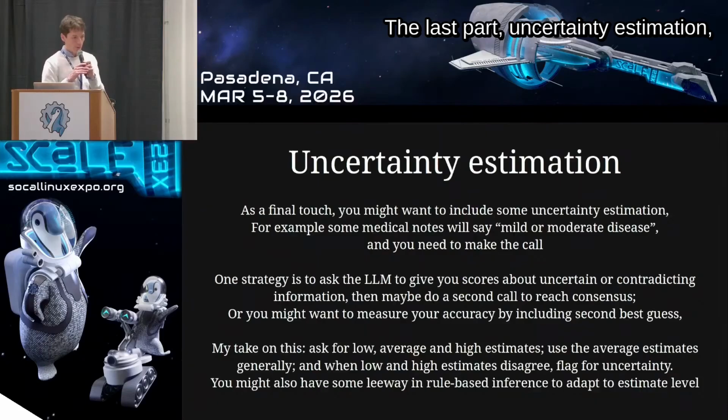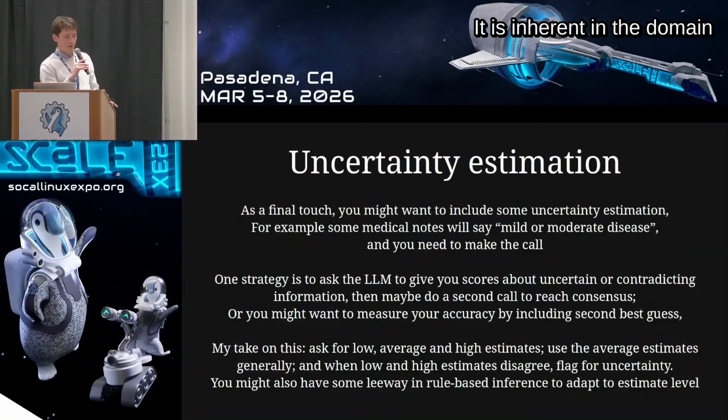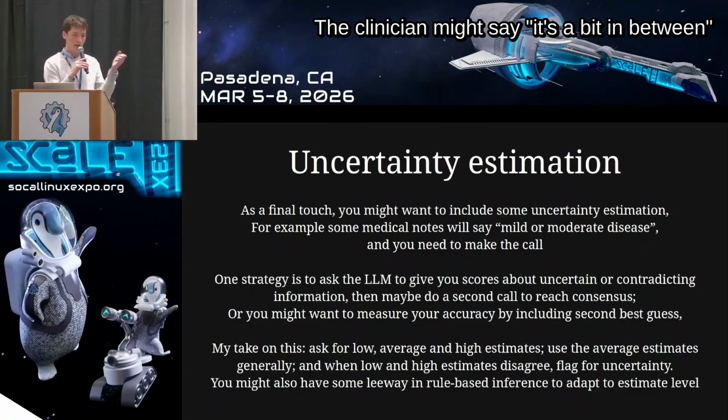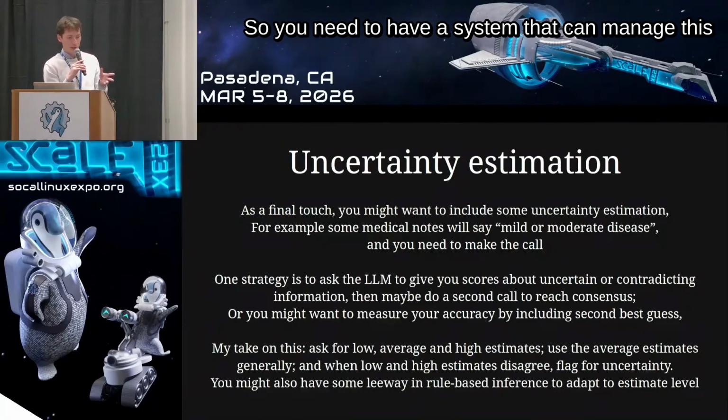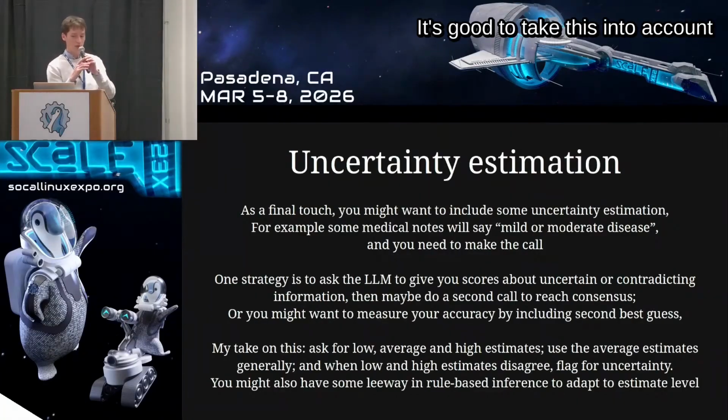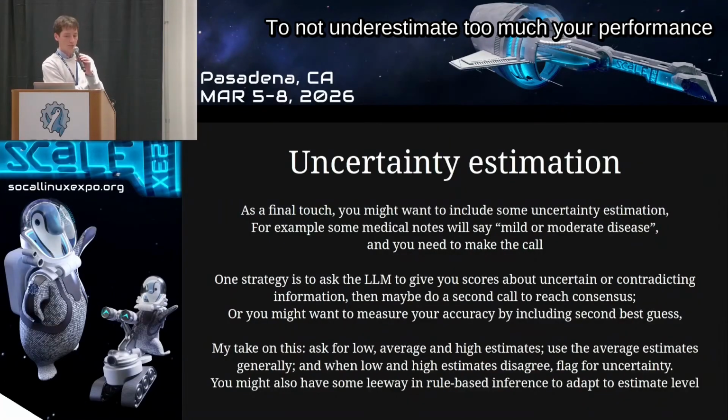A last part, uncertainty and estimation. It is inherent in the domain. The clinician might say, yeah, it's a bit in between. So you need to have a system that can manage this, and in your evaluation, it's good to take this into account to not underestimate your performance too much.